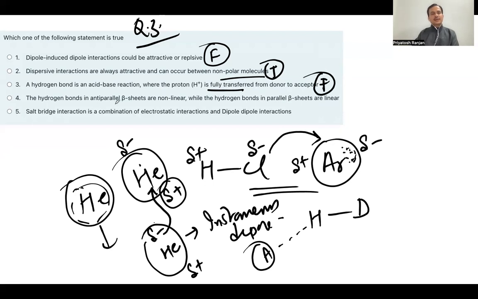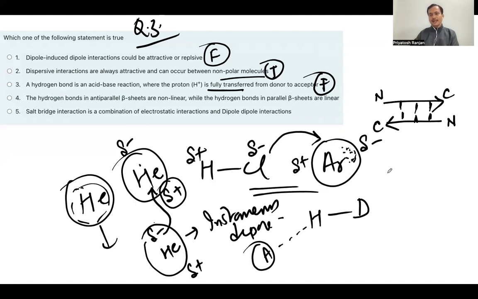The hydrogen bonds in anti-parallel beta sheets are non-linear. If you can recall the anti-parallel beta sheet, where the two strands are lying in opposite directions, what does that mean? The N end of one strand is lying opposite to the C end of the other strand. Same here, the C end is lying opposite to the N end. So, are the hydrogen bonds in anti-parallel beta sheets non-linear? No, these are going to be linear, the most stable form, while the hydrogen bonds in parallel beta sheets are linear. It's false.